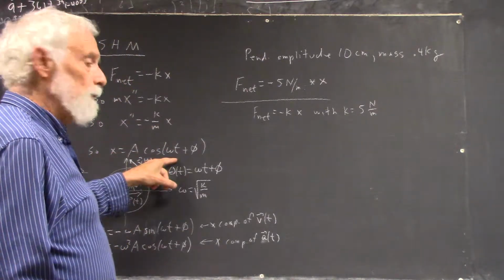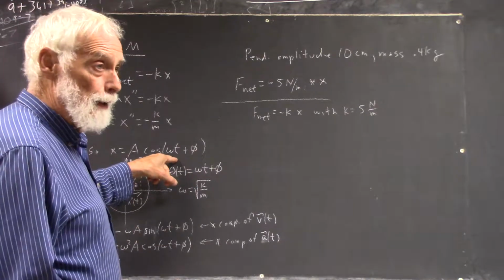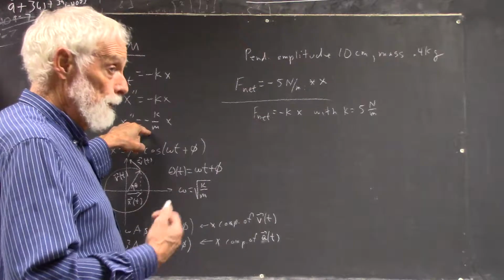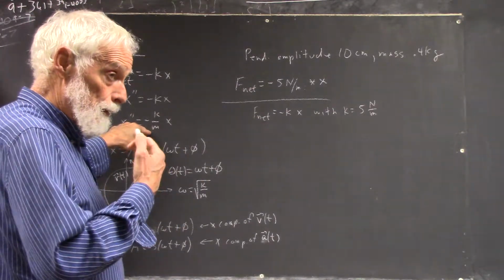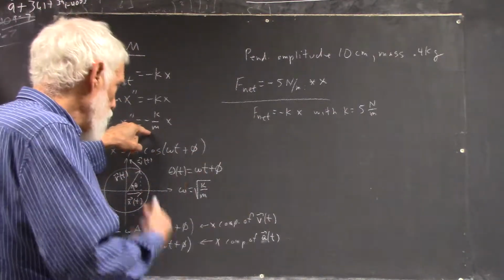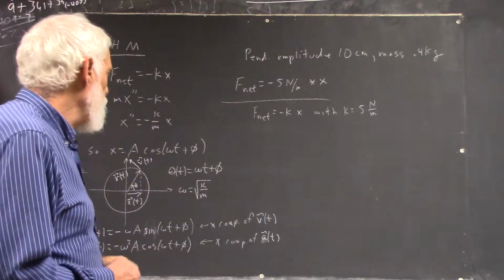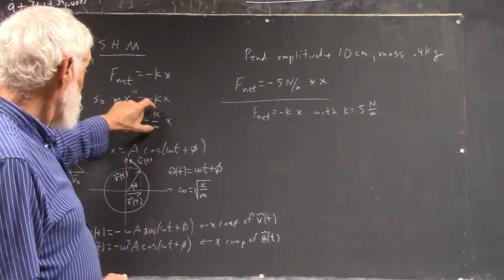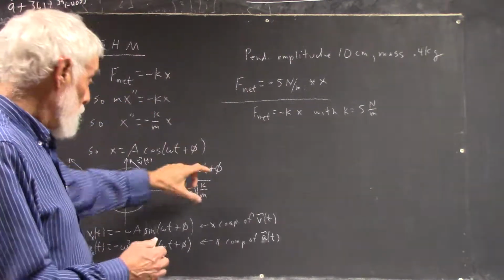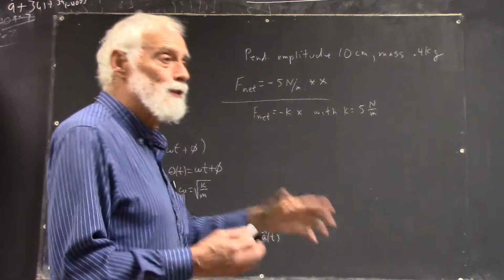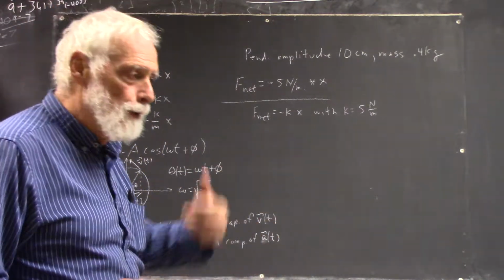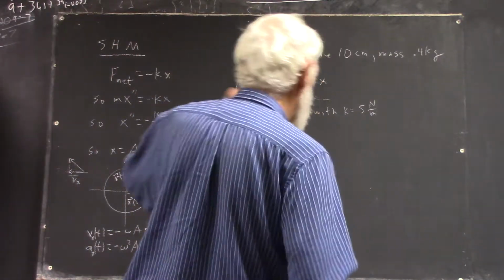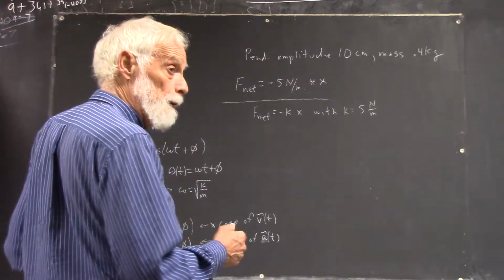The coefficient of t here has to be the square root of k over m in order to get this after two derivatives. That's really simple to see if you write it out. You want to lock onto that and remember that so you have all the connections. We call that omega, but it really is just the square root of k over m. Omega has its own interpretation as the angular frequency of the motion. So anyhow, F net equals negative kx with k equals 5 newtons per meter.